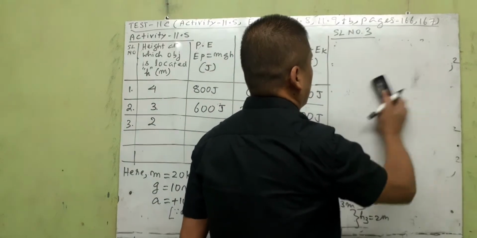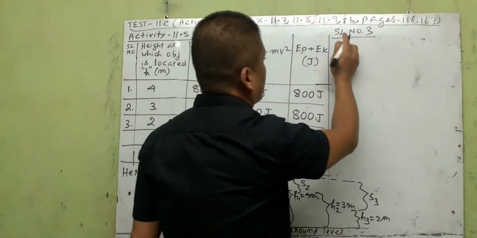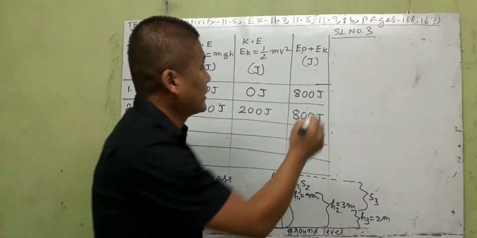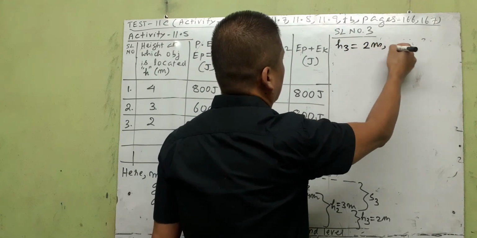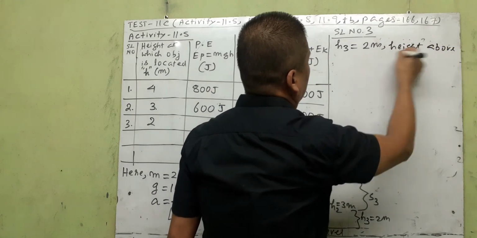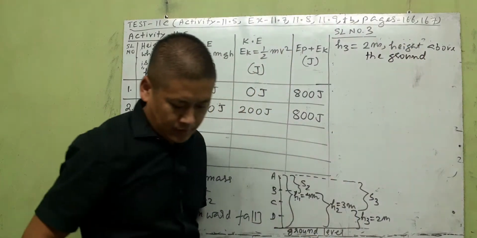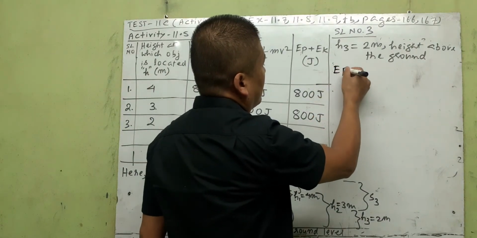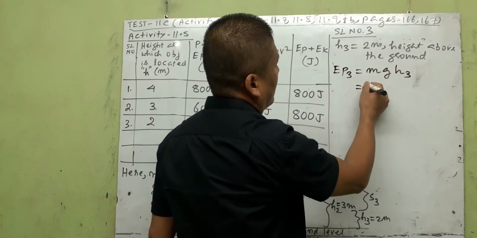Serial number 3, S3. Let's do the potential energy first. So similarly for serial number 3, look at your text here. Yes, serial number 3, H3. The height above the ground is now 2 meter. This is the height above the ground level. So we can just calculate that directly, the potential energy. EP3 therefore, the formula for potential energy is mgh, so H3 this time.